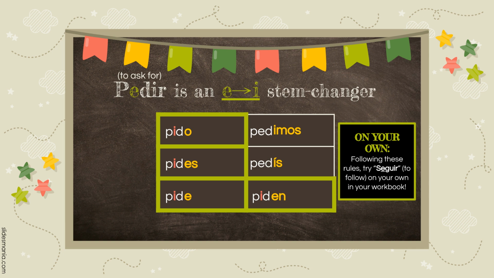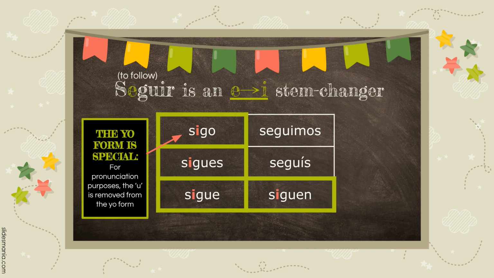Seguir is also an E to I stem changer, so pause the video, take some time, try to conjugate that on your own, and I'll give you the answers in a second. Here are the answers. Check your spelling. Now, check again. The yo form is special. It gets rid of the U.